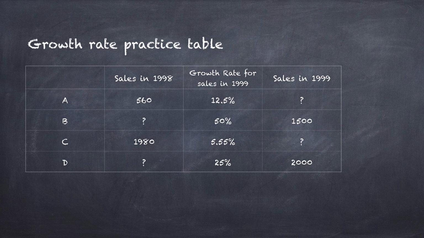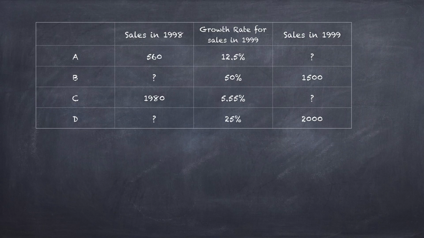So here we go. For starters, let's begin with a very simple table. You can see that data for 4 companies A, B, C and D is given for sales in 1998, growth rate in the year 1999, and in some cases sales for the year 1999, and some data is missing. Your job is to find the missing data. Take your time, spend maybe 5 minutes at this, and try and work out the missing values before seeing the solution.